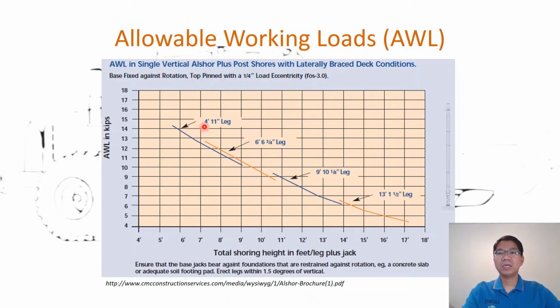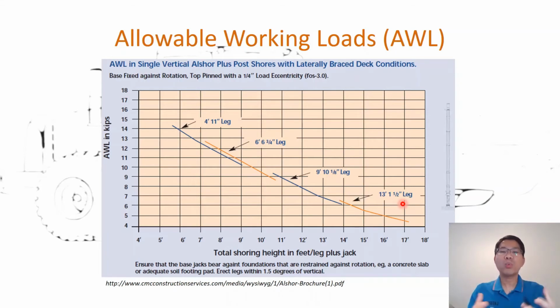For example, the 4 feet 11 inches leg, the application in terms of the height is somewhere, as you can see here, from 5.5 feet to 9 feet. But if you want a higher clearance, let's say from floor to ceiling is more than 14 feet, so probably we need to choose the shore with the 13 feet and 1.5 inches leg.